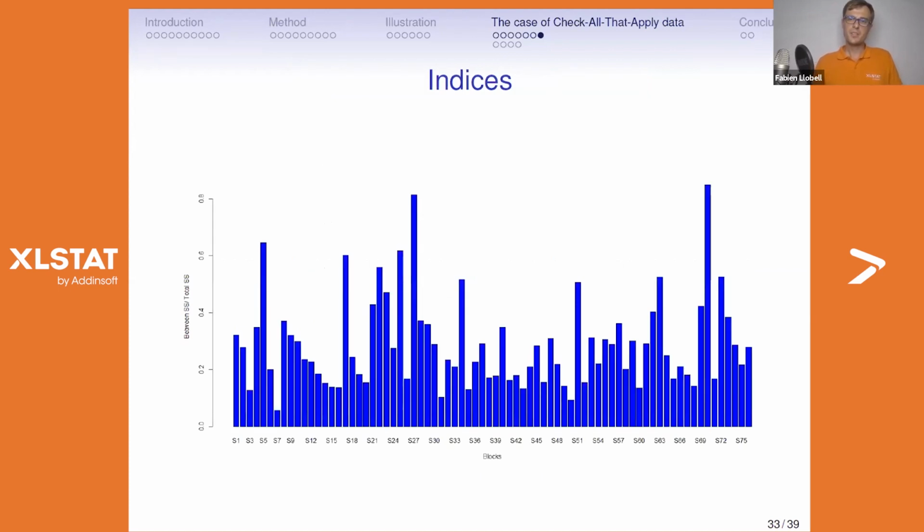Here we can see the indices of each of the subjects. We can see some subjects are very well represented by the cluster solution, and some subjects are not well represented. But there are two types of not well represented subjects: subjects who make different clusters of products, but also subjects who do not discriminate the products.